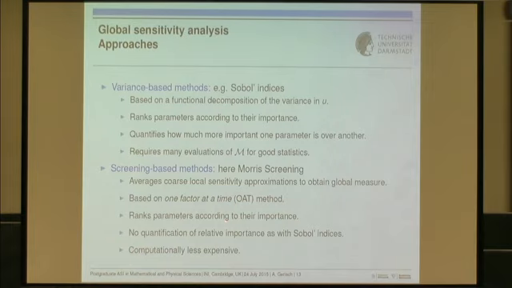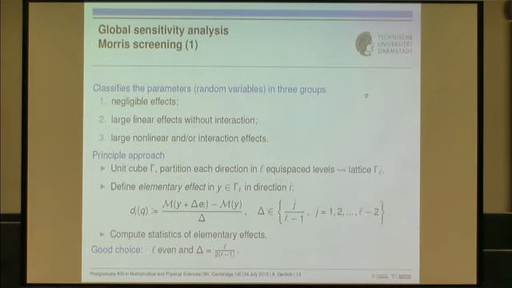But the information which you get is coarse and rough, and it's not suitable to quantify the relative importance of one parameter over another, as with the more expensive method up here. But for that reason, they are also computationally less expensive. And what this Morris screening can do is classify our parameters into three groups. There are parameters which have negligible effects. You might want to kick them out.